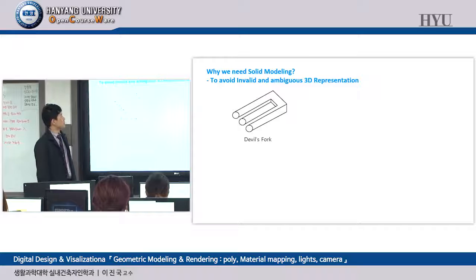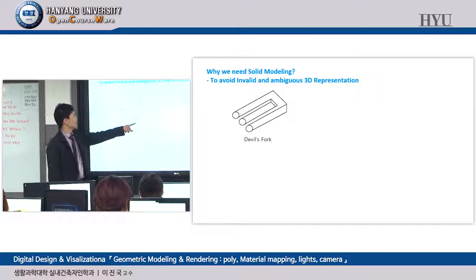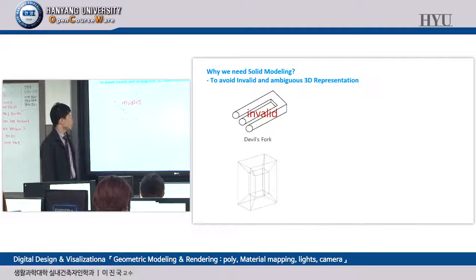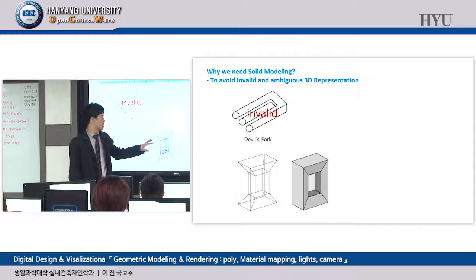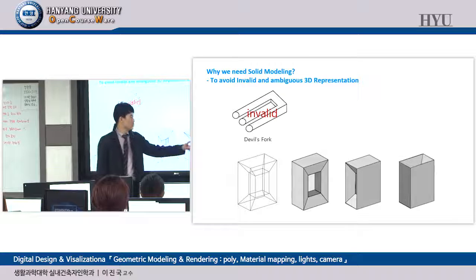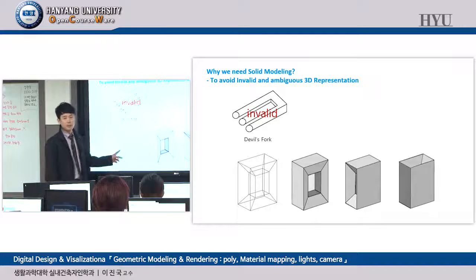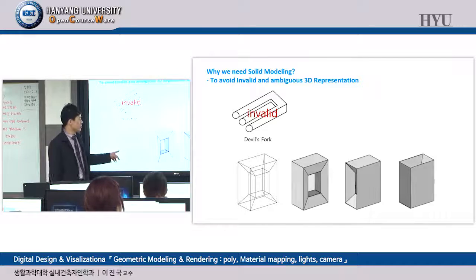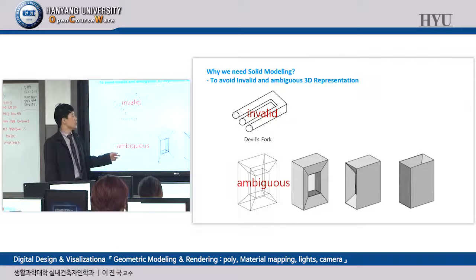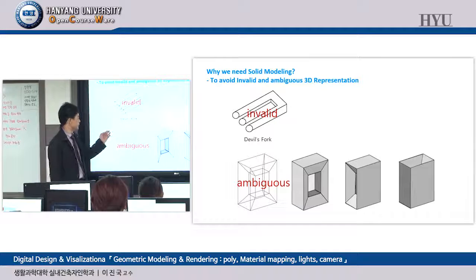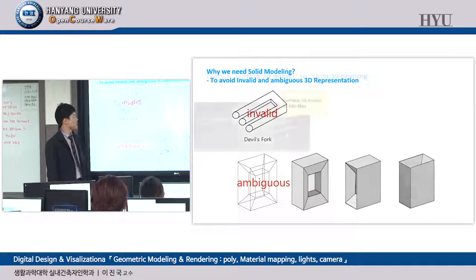Why do we need a solid model? First one, it's another famous one, the devil's fork. This one is invalid. This is a trick, a fake. Okay? How about this one? This one can be this one. You can easily imagine the shape of this one is looking like this. But think about it: those two are the same wireframe. So this one can be any one of them. That's the problem, ambiguous. So get rid of this invalid, ill-defined, or ambiguous surface 3D.